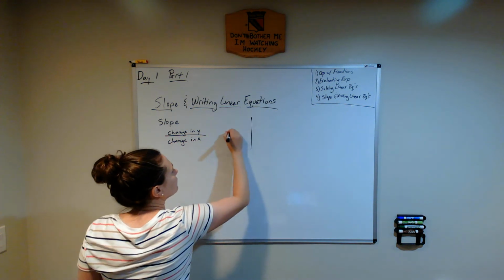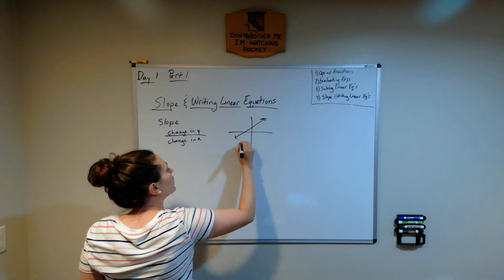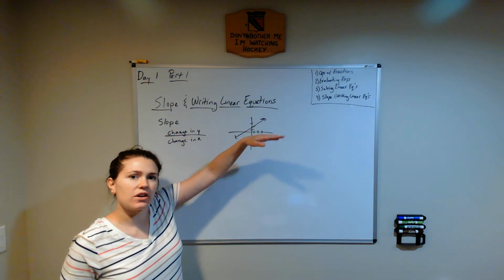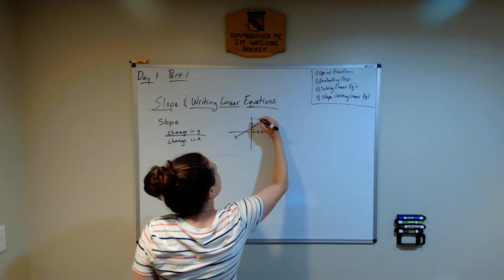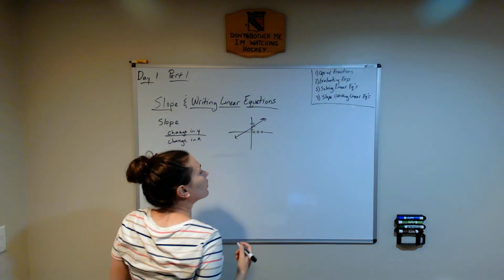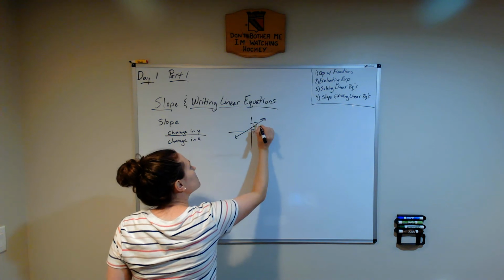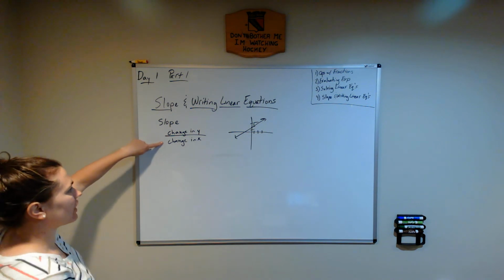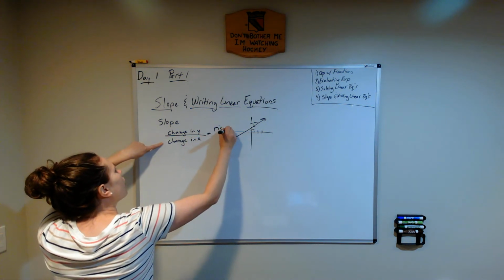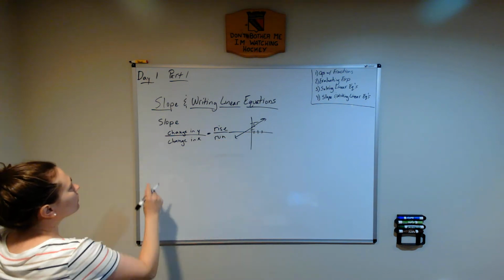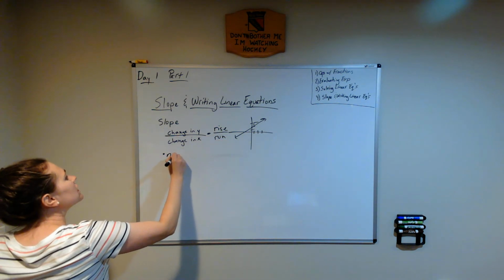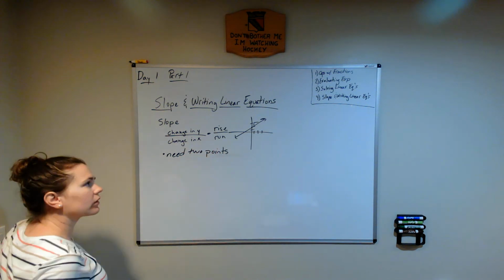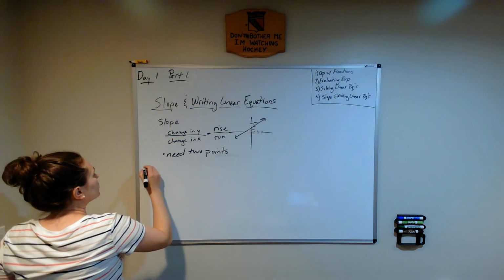So if I drew a line, what the slope is measuring is basically the tilt of the line. How much did you increase vertically as you moved a specific amount horizontally? So that's why we do change in y over change in x, also known as rise over run. So in order to calculate the slope of a line, you need 2 points on the line. Okay, so we'll do a few examples.